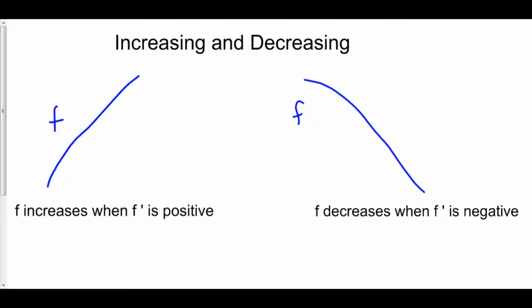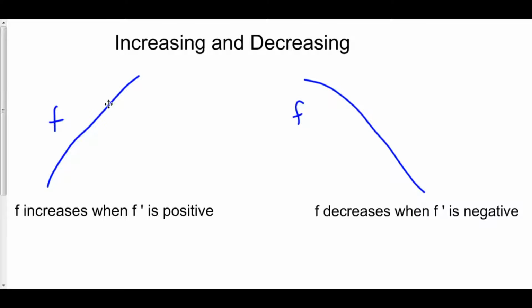What does it mean for a function to increase and decrease? Well, the function on the left is increasing because it's going up, and the function on the right is decreasing because it's going down. Now, how do we know if f is increasing or decreasing? Well, since it's going either up or down, we can determine this looking at the slope.